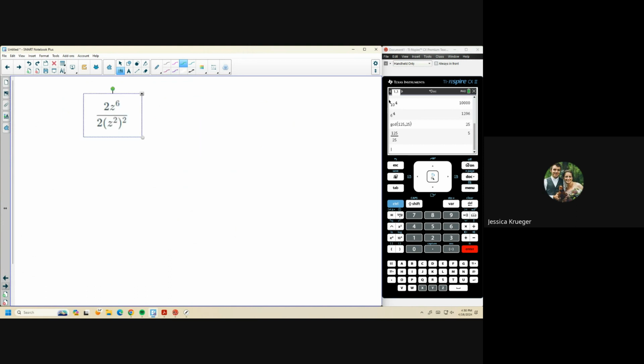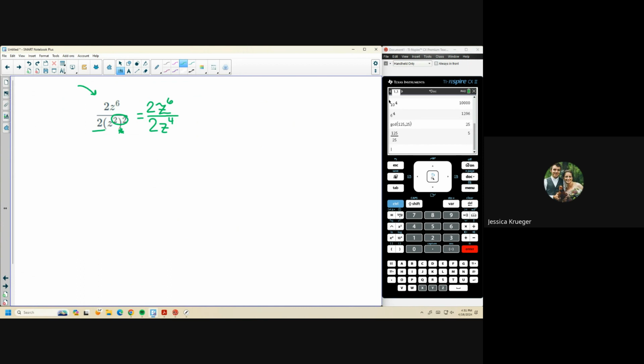Okay, let's take a look at this. Okay, we're combining all these different rules. So go ahead and write this problem on your whiteboard. Since it's a big fraction, I need to simplify the top and the bottom separately. So my numerator is going to stay 2z to the 6th. My denominator, I have z squared squared. That's a power to a power, so I multiply those. The 2 is just by itself, so it stays 2. Z to the 2 times 2 is 4.